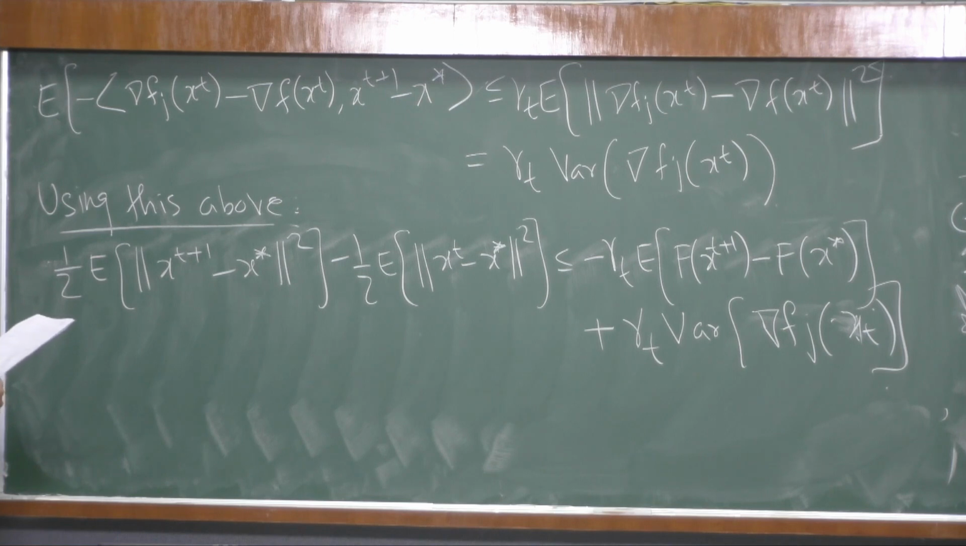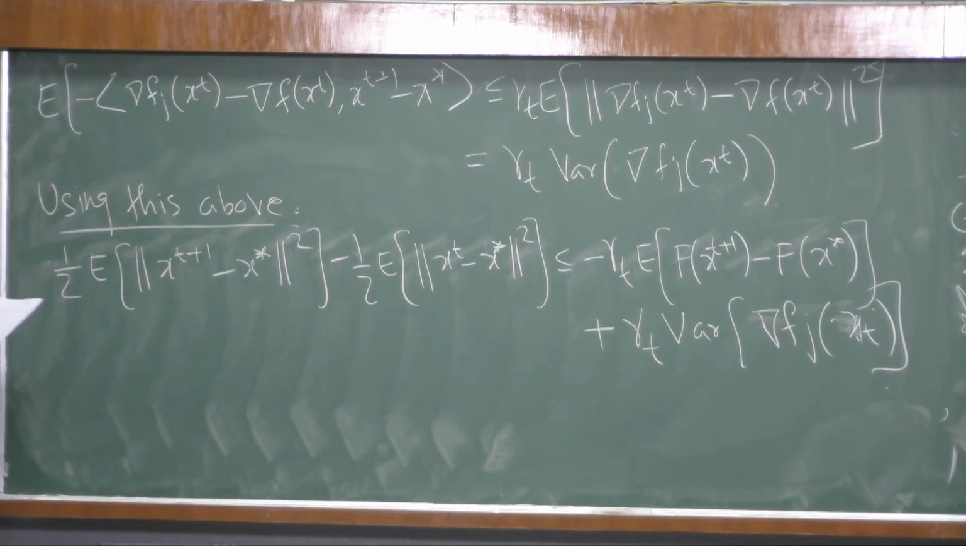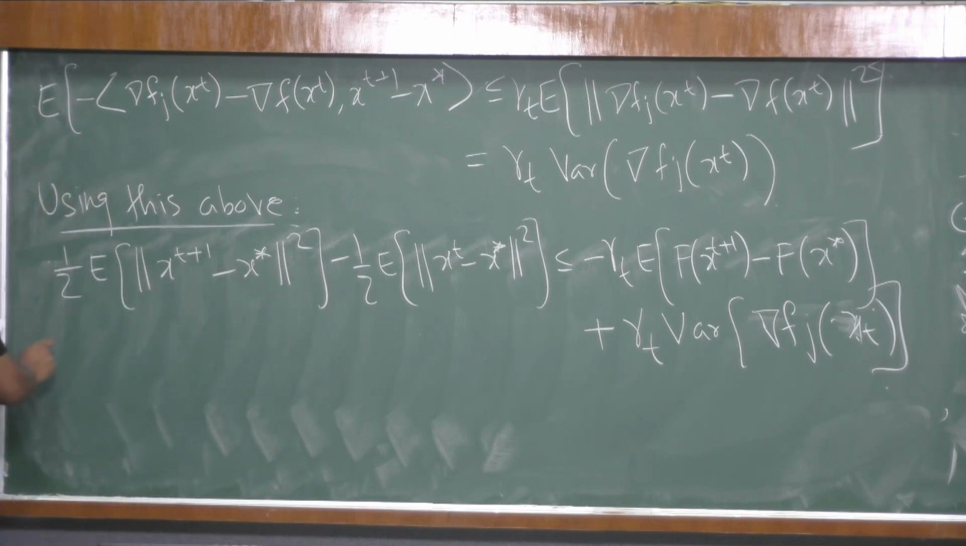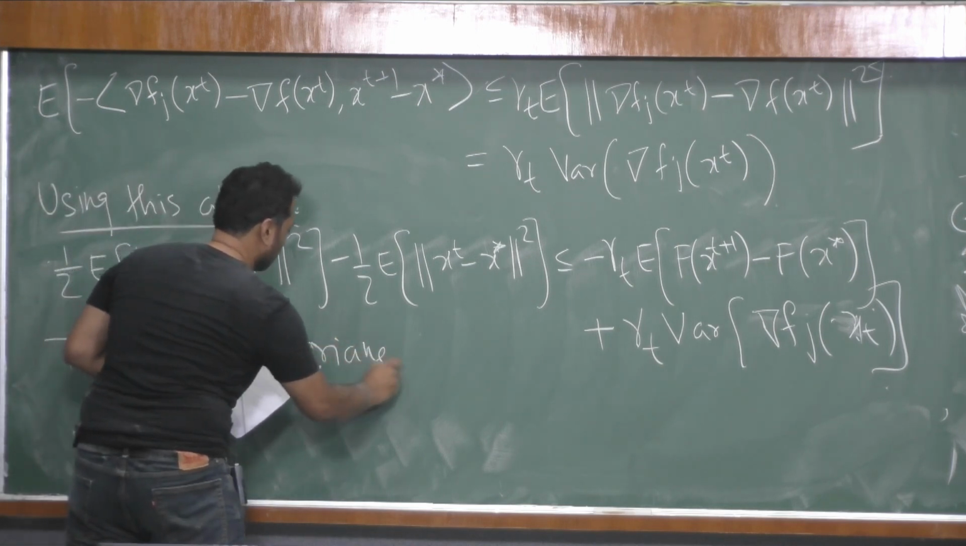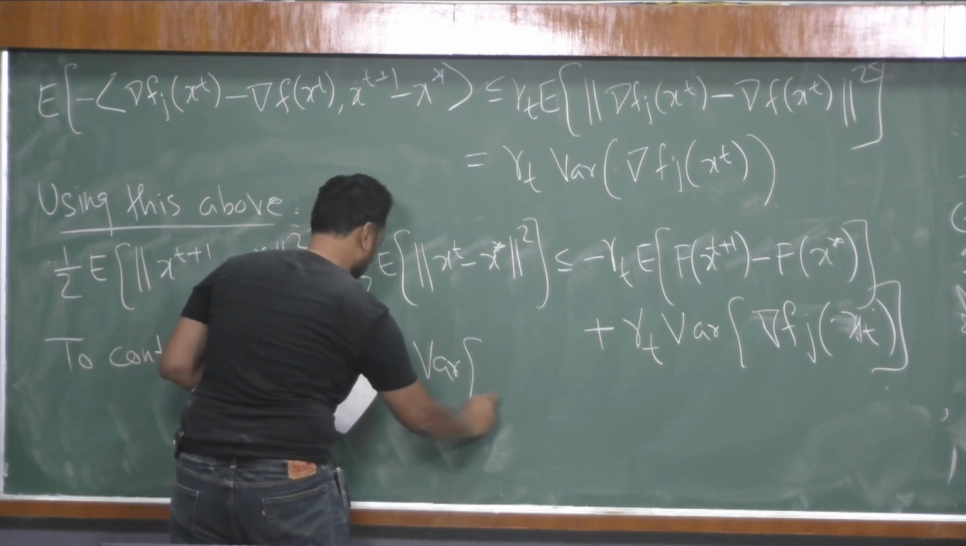To control the variance term, we use the variance transfer lemma. This is something we recall from the previous material. This was chapter 8 that we used. So we'll use the variance transfer lemma, which we have to kind of recall. To control the variance, here we have variance of grad f.